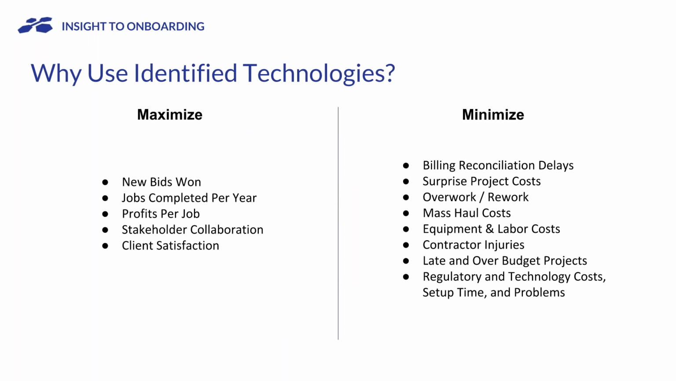So in the end, people use Identified technologies to help them win more bids, complete more jobs per year, increase their profitability per job, collaborate better with their team, and leave their clients more satisfied. All that helps them reduce delays, reduce surprise costs, reduce rework and overwork, reduce injuries, and reduce late and over budget projects.